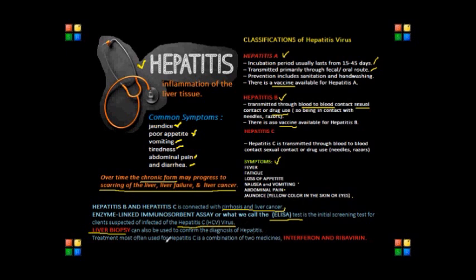And the treatment most often used for a patient with hepatitis C is a combination of two medicines, interferon and ribavirin, okay? Again, this is a quick and short review, so this is it for now.